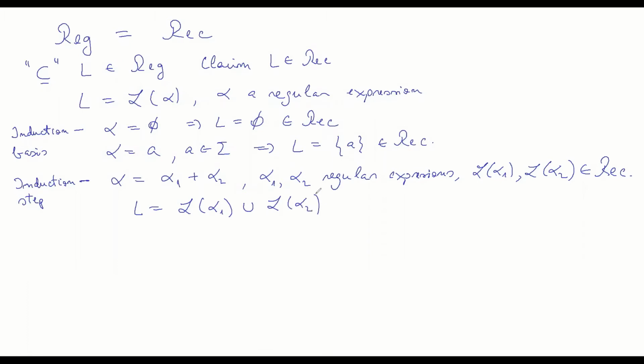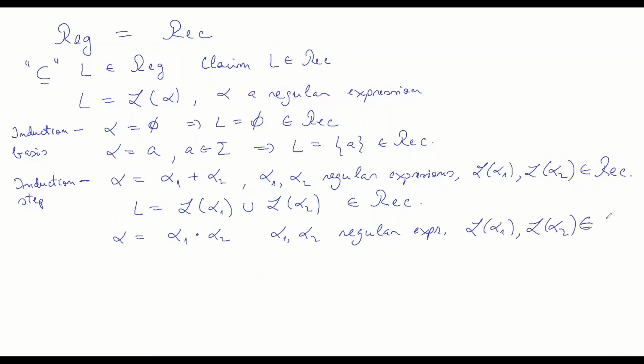And we just proved in the previous lecture that the union of two recognizable languages gives you a recognizable language. So we are done. And very similar, we will have that if alpha is of the form alpha 1 and alpha 2, and we have exactly the same assumption. These are regular expressions, and these languages are recognizable. Then L, in this case, the language of alpha, is the concatenation of these two languages.